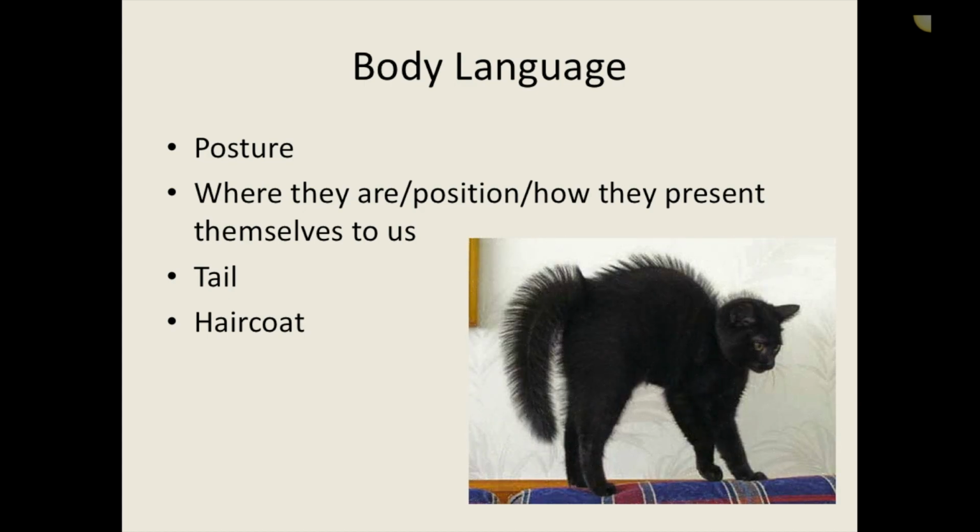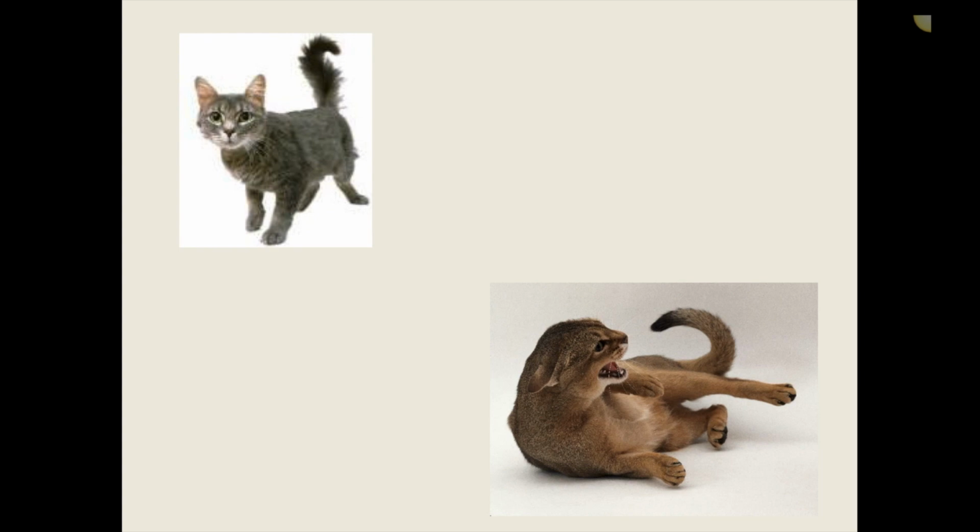So looking at this guy, he's got his hair standing up on edge. That's piloerection, when they're able to send their hair straight up with tiny little cutaneous muscles. And that's our typical Halloween cat.